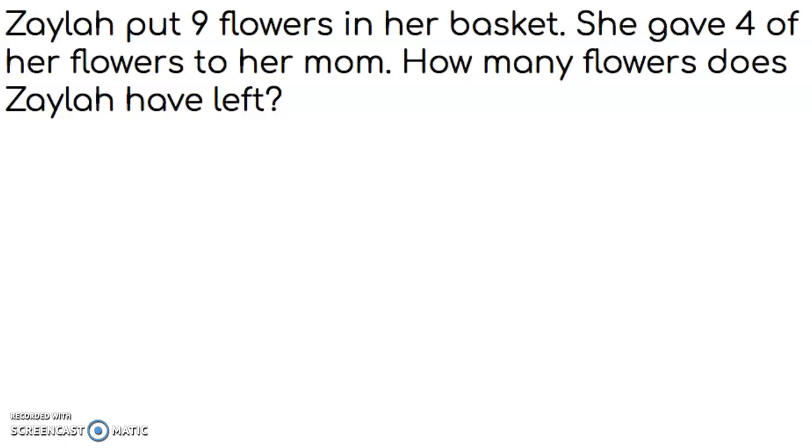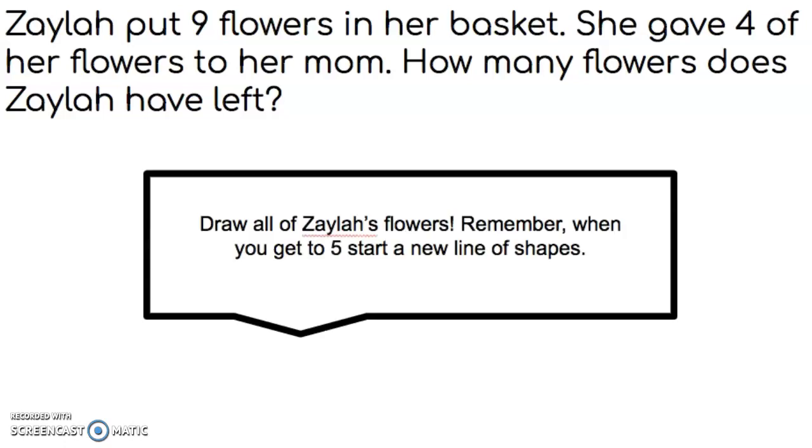Okay, she started with 9 flowers in her basket. She gave 4 of them away to her mom. We want to know how many she has left. Well, what are we going to do first? So what I want you to do first is draw all of Zayla's flowers. So I want you to draw those 9 flowers that she started with.